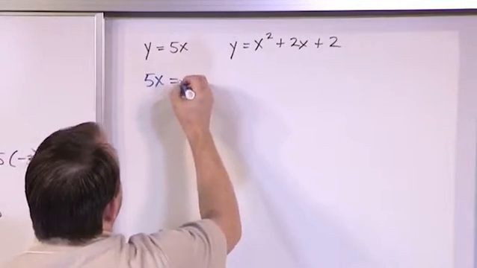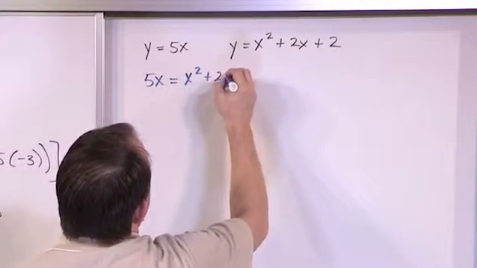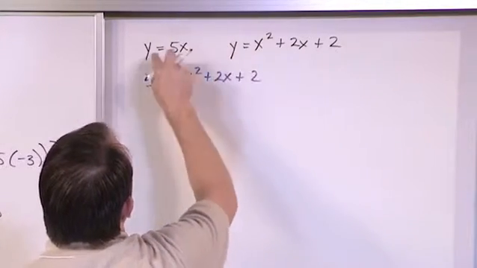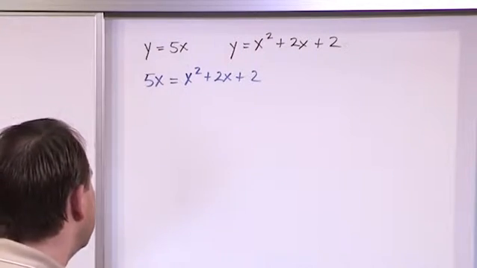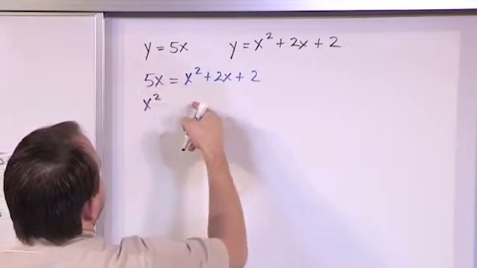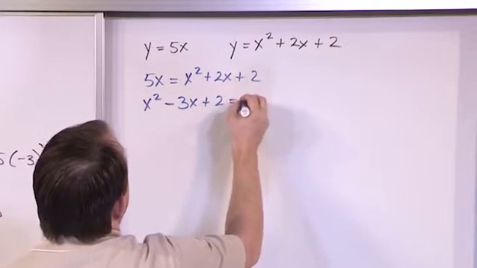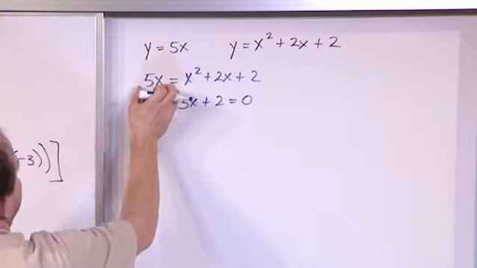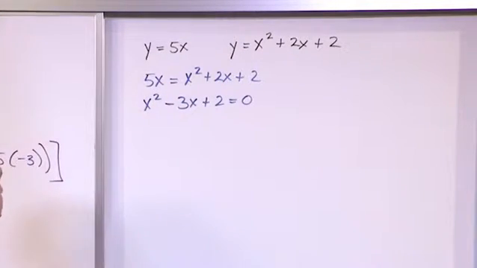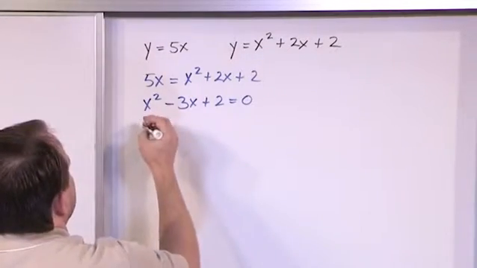So if we do that, we'll get 5x is equal to x squared plus 2x plus 2, because we're saying the y values are equal. And so what we'll have is x squared, we'll take the 5x and move it over here, giving us negative 3x plus 2, and that's all equal to 0. All I did is take the 5x and move it over here, and it gives us negative 3x. So now we need to see if we can solve this for x.